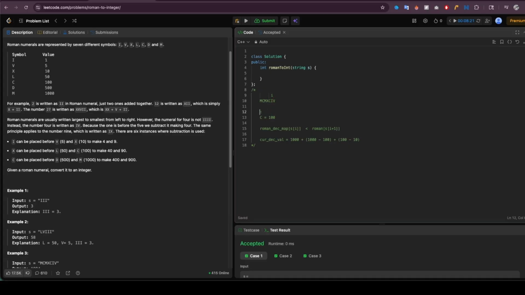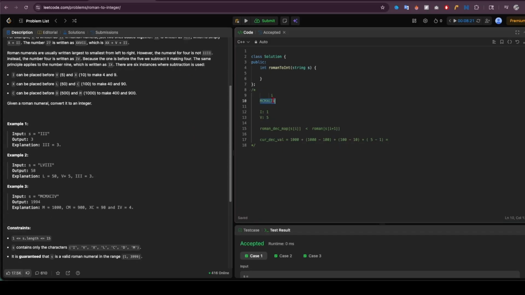For this one, we have I equal to 1 and V equal to 5. This condition is satisfied again, so we obey this principle again, and the next value is 5 minus 1. The final value for our Roman number is: this one is 1000, this one is 900, this one is 90, and this one is 4. So we have 1994 for the final answer.